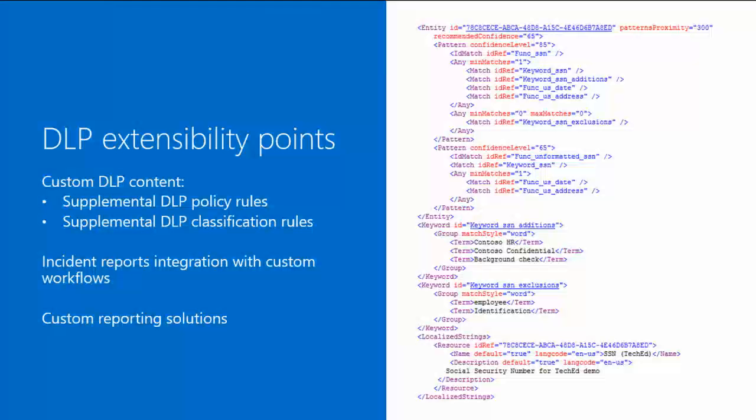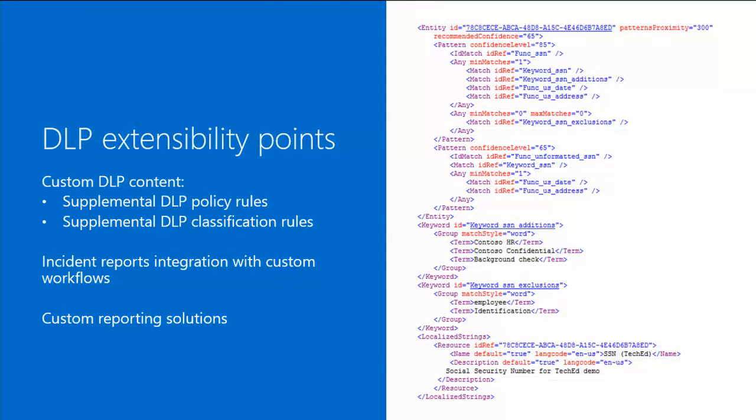So we briefly talked about our extensibility points at various points in the session. There's really 3 main items here. One is around the DLP content, and that focuses on either the policies or the classification rules. And when you talk about classification rules or sensitive content, in that specific item, there's really a range of customizations you can do.